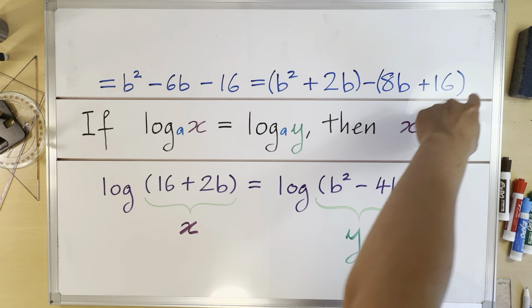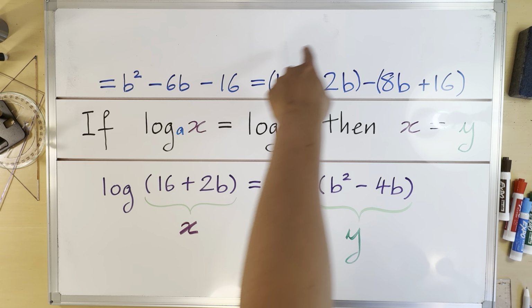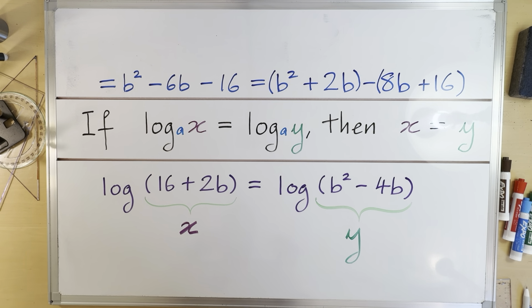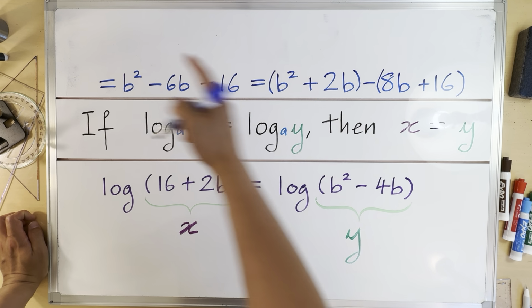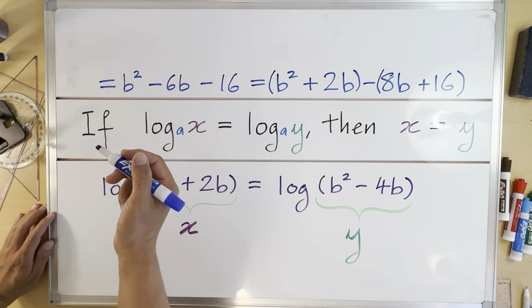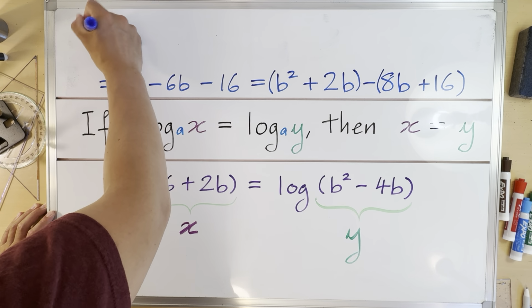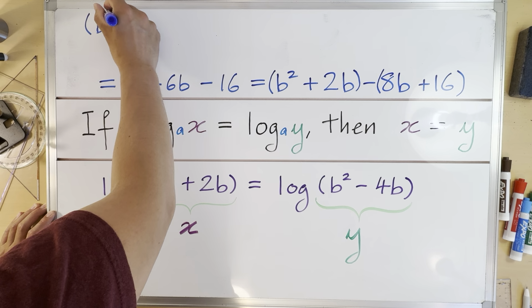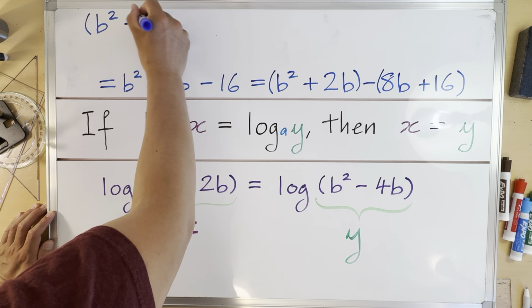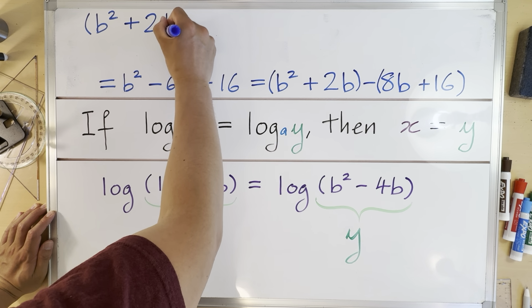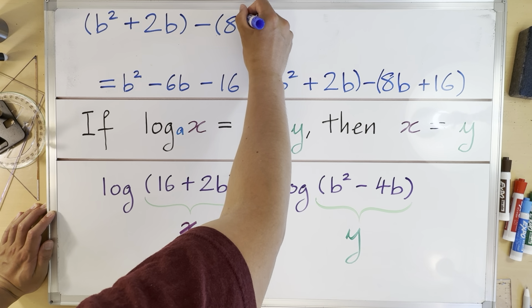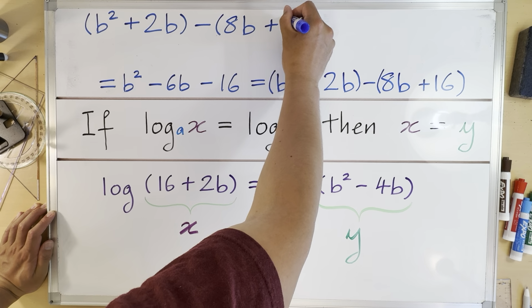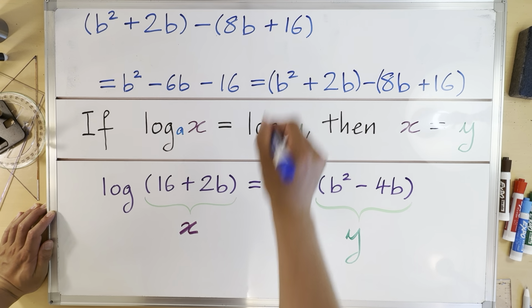Now we can factor this out even further. So actually I'm just going to write this up here to make more space. So we have b squared plus 2b minus 8b plus 16.